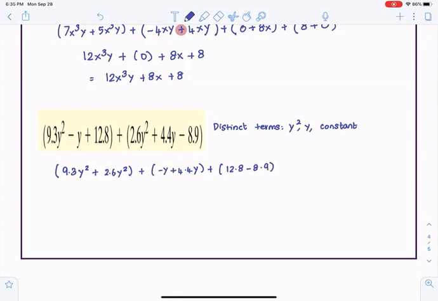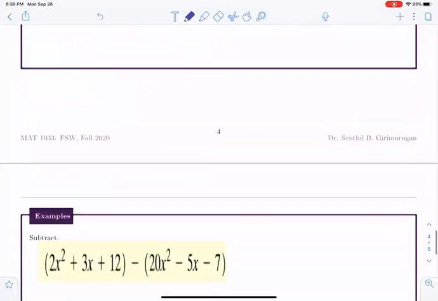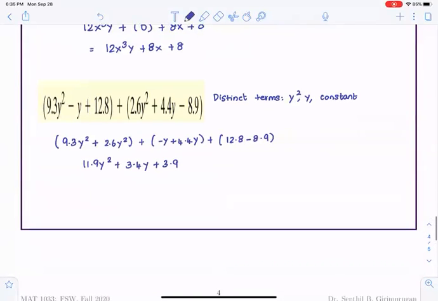So 9.3y squared plus 2.6y squared is 11.9y squared. 4.4y minus y is 3.4y. 12.8 minus 8.9 is 3.9. Now, before I move on to subtraction, I would like to simply say that that positive sign determines the positive sign over there. So keep that in mind. So I put that as negative because positive times negative is negative.